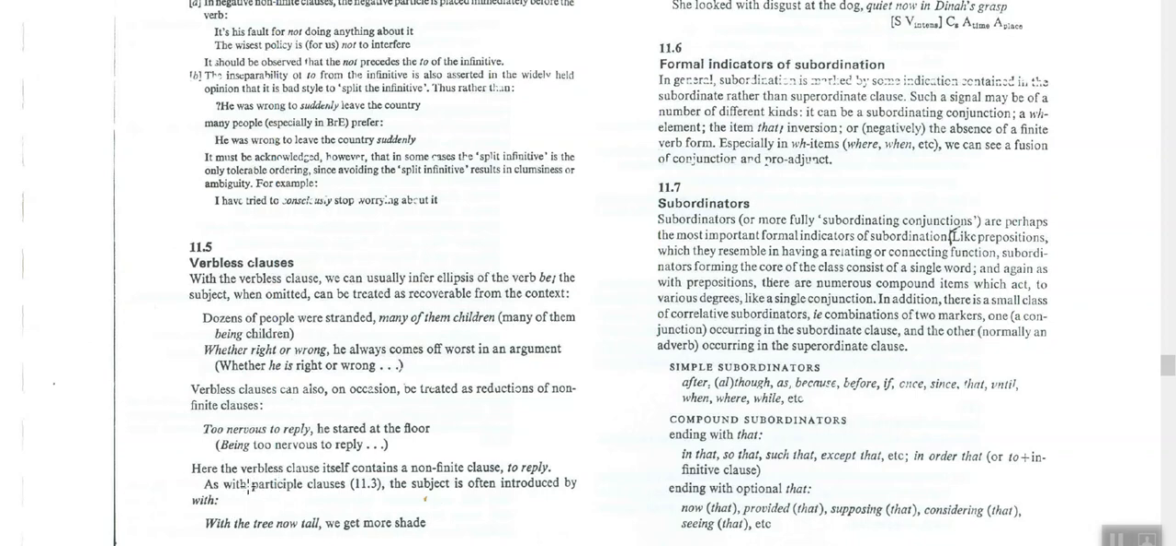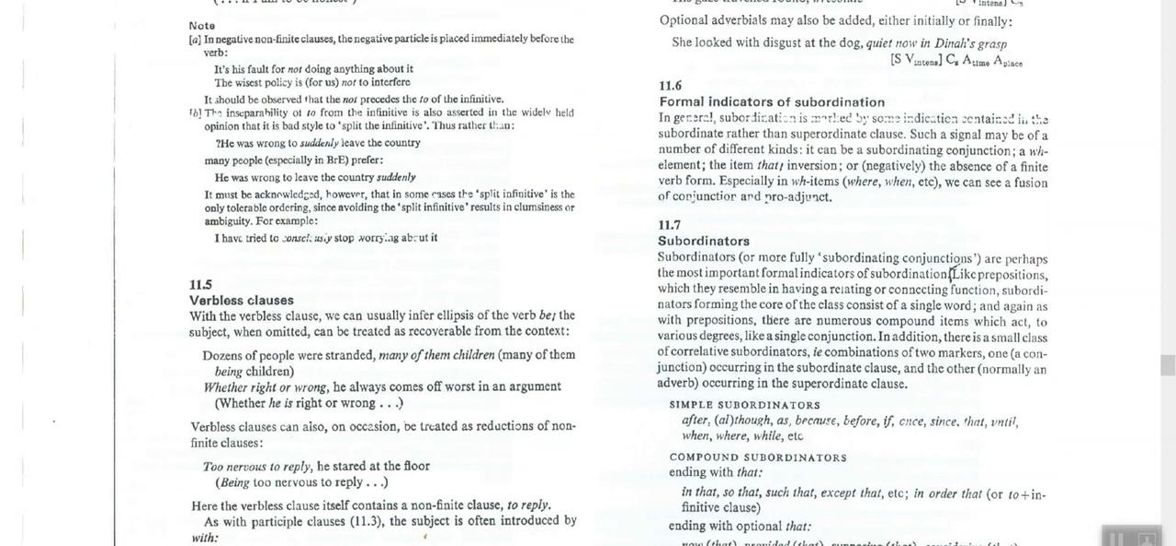As with participle clauses, the subject is often introduced by with. Remember this, we talked about this. With the tree now tall, we get what? More shade. With the tree now tall, we get more shade. So here we have a verbless clause, and it means when the tree becomes tall, for example, or is now tall.